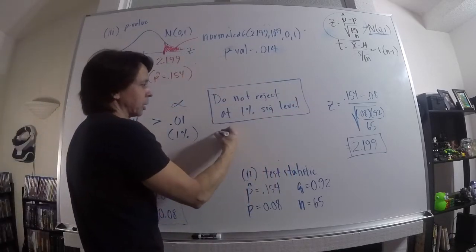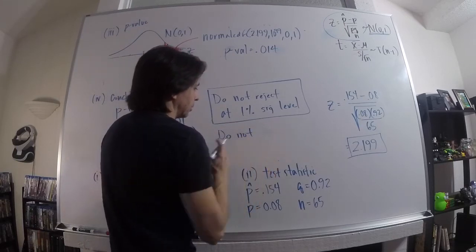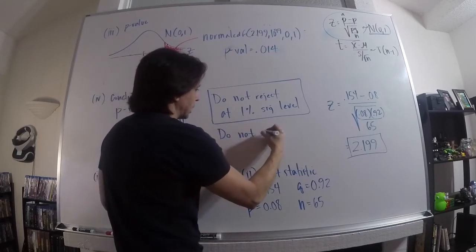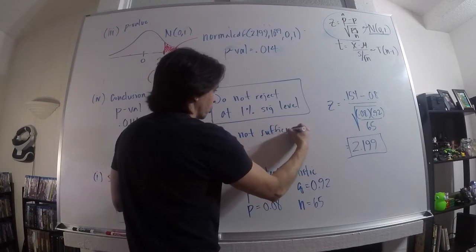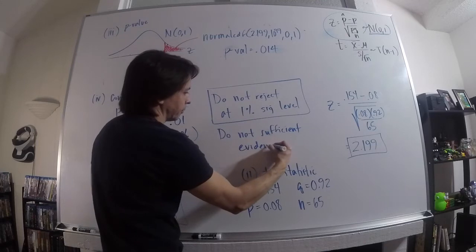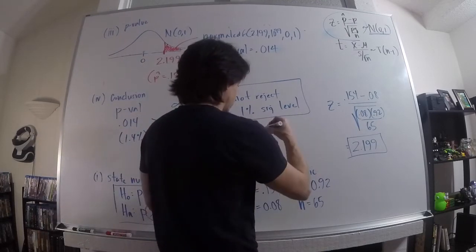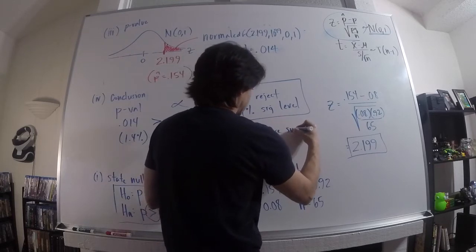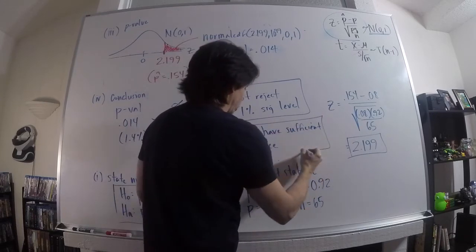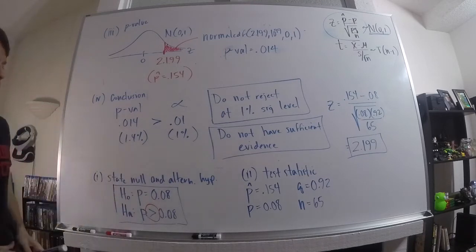Let me write that. You can just write do not reject or reject, but if you want to understand, you do not have sufficient evidence to sue this pharmaceutical company, at least not at the 1% standard. What am I writing? Do not have sufficient evidence. So you don't have enough evidence to convict them in a court of law, so you're not going to sue them.